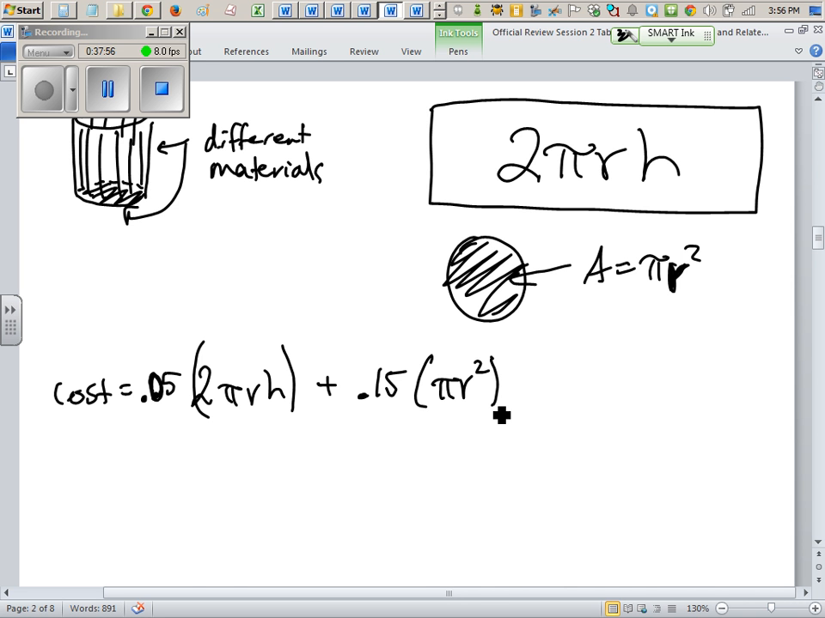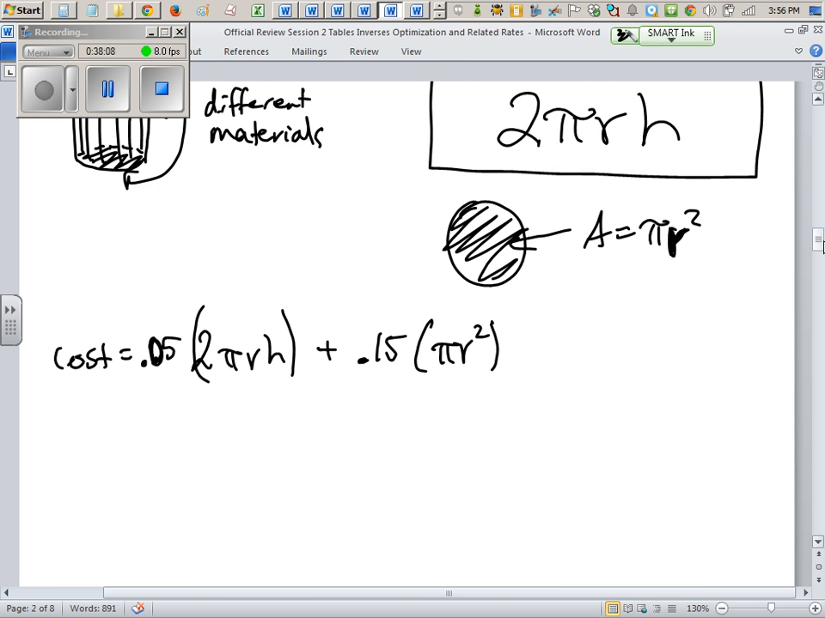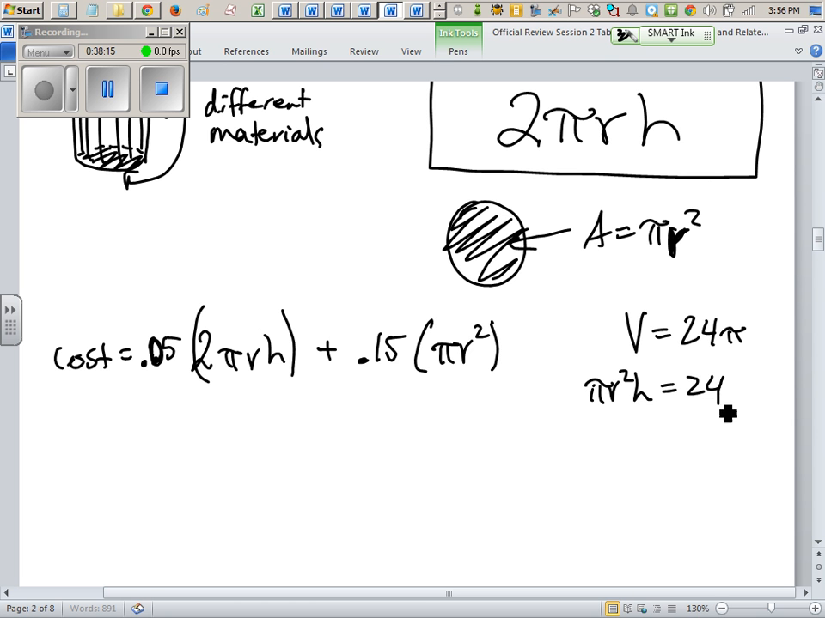But there's one more clue in the paragraph. What did it say about the volume of the container? It says that the volume is 24 pi. They're trying to give you the volume, right? So this is your other clue. If the volume is 24 pi, then that means pi r squared h is 24 pi. In other words, r squared h is 24, which means r is either the square root of 24 over h, or you can think of h as 24 over r squared. Your choice.